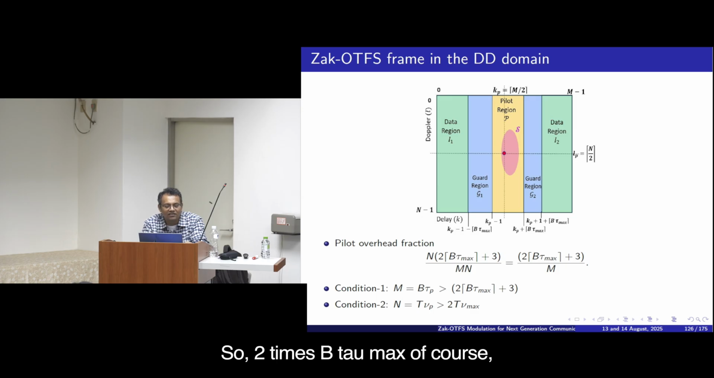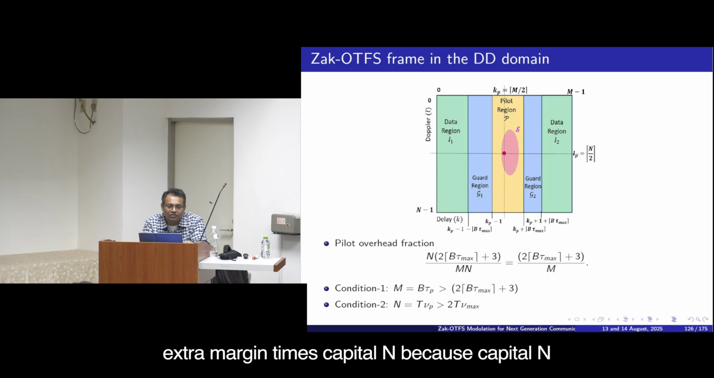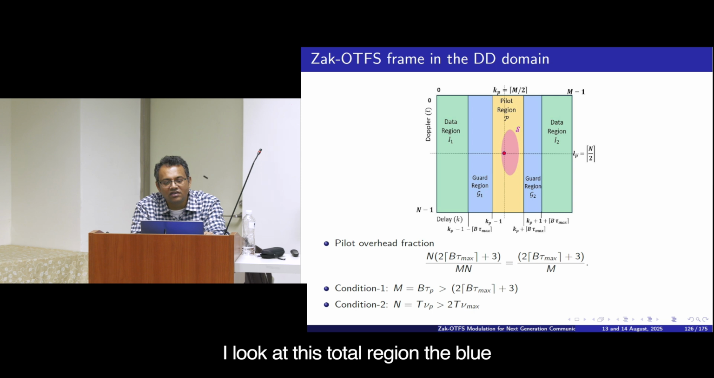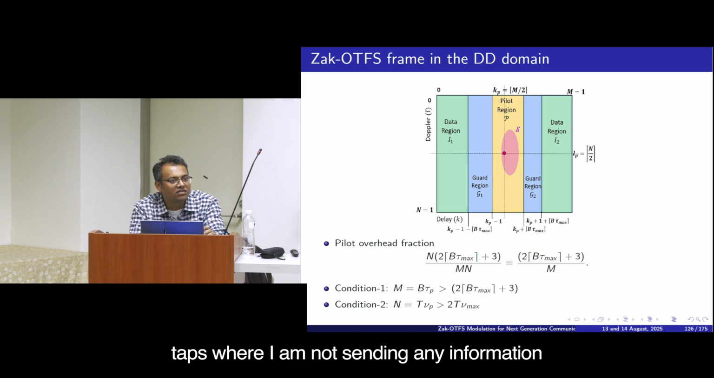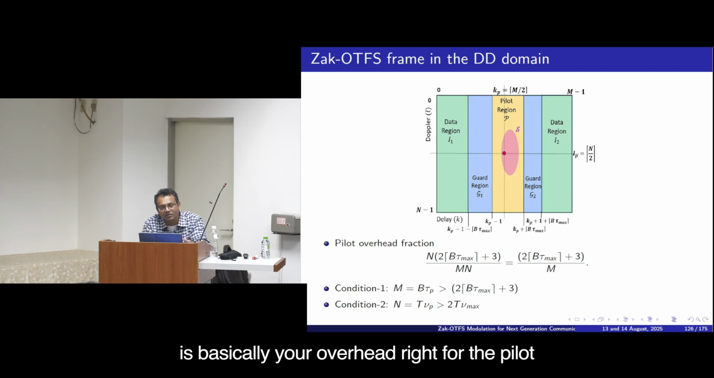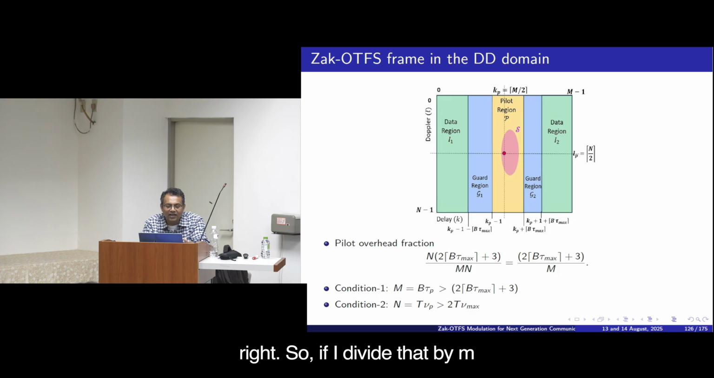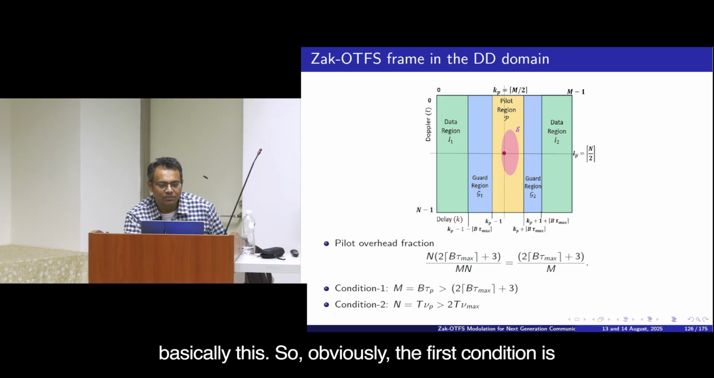So, 2 times B tau max, of course, plus 3, because we have 1 here and something here also, you need some extra margin, times capital N, because capital N is this width along the Doppler, right. If I look at this total region, the blue and the yellow combined, these are the number of delay Doppler taps where I am not sending any information at all. So, this is basically your overhead for the pilot, right. So, if I divide that by M into N, that gives me the fractional pilot overhead. M into N is the total number of taps that I have, and that is basically this.